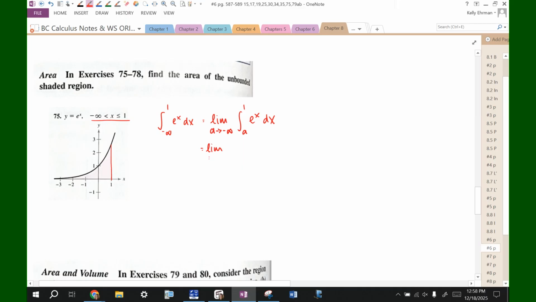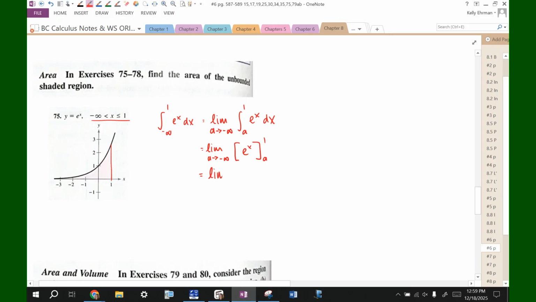And that equals the limit as a approaches negative infinity of integrating e to the x, which is just e to the x. Sorry, I keep switching, my eyes keep switching down to the next problem. Okay, so the integral of e to the x is e to the x from a to 1.